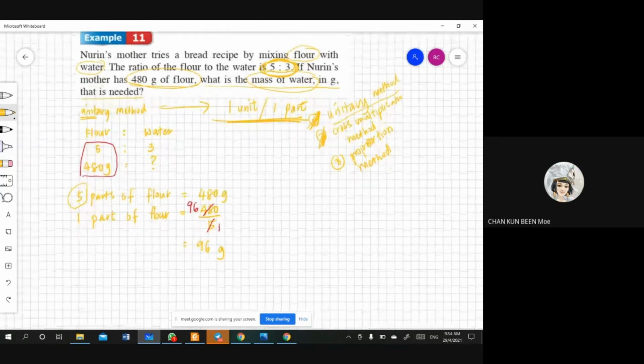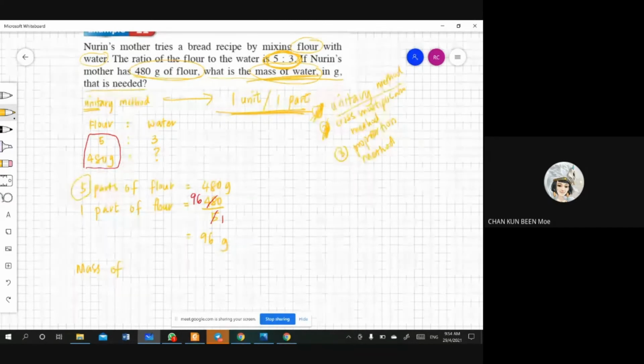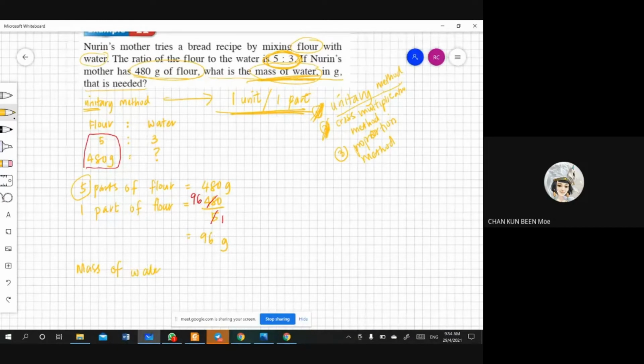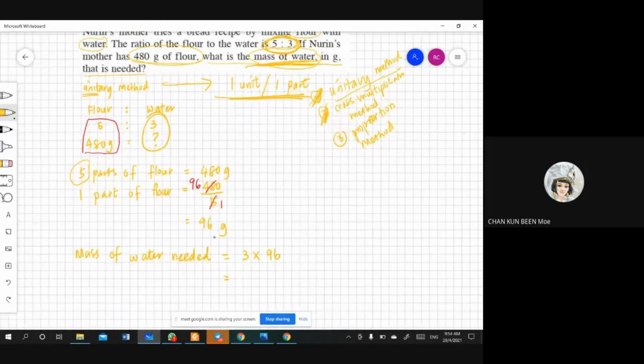Okay, so now we can continue already. The mass of water needed, because this is what we need to look for, mass of water needed. Okay, now you look at the water over here. 3 parts represent how much? It means to find out the 3 parts of it, you got to multiply with 96. Okay, so 3 times 96, you can get from the calculation actually. If you can do it like this, 3, 6, 18. 3, 9, 27. 27 plus 1, so it is 288 grams.